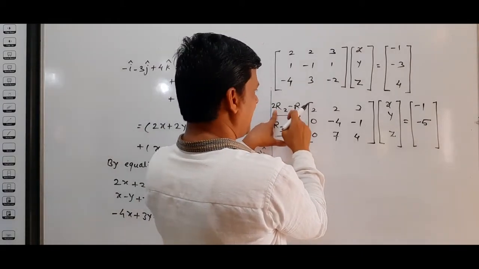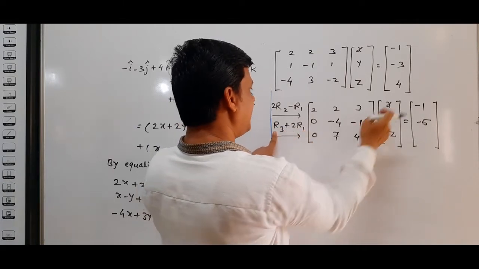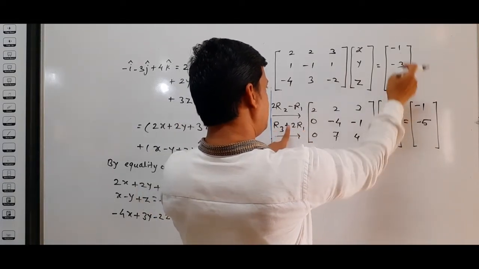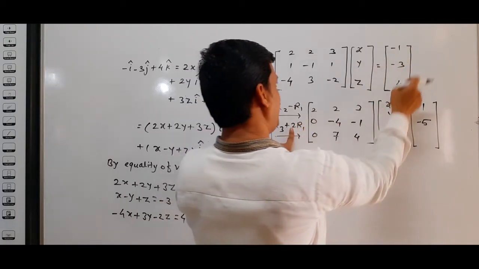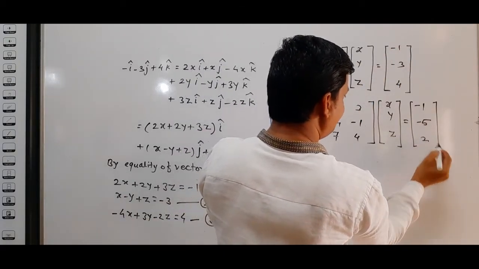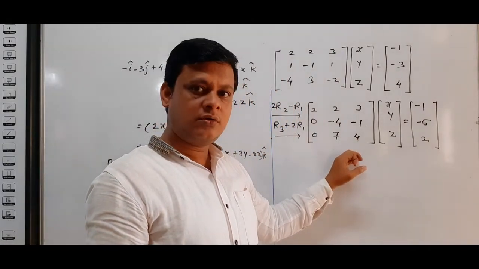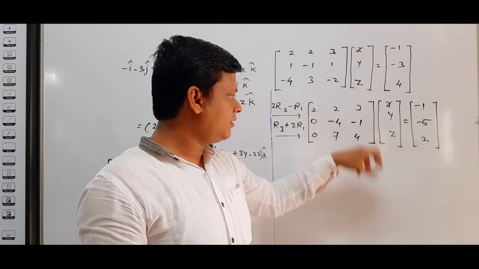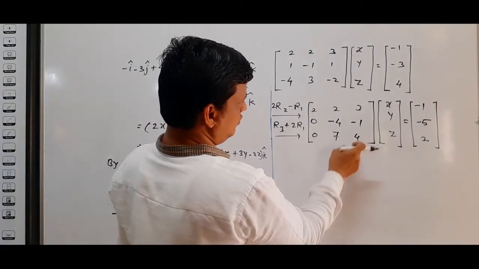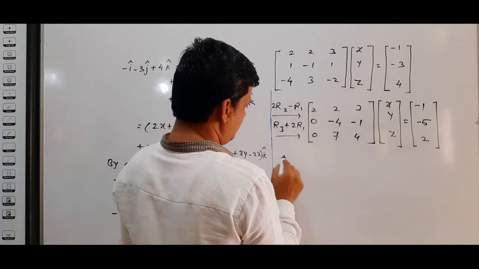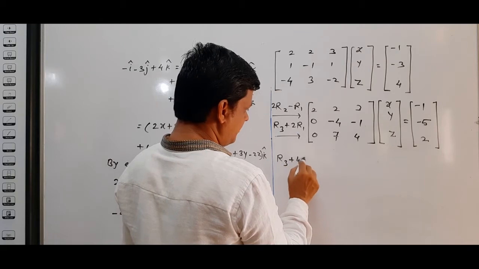R2 minus R1, then we have to apply R3 plus 2 times R1. R3 is 4, so 4 minus 2, because 2 into minus 1 is minus 2, 4 minus 2, we get 2. Now in place of 4 we reduce it to 0. So we use here R3 plus 4 times R2.